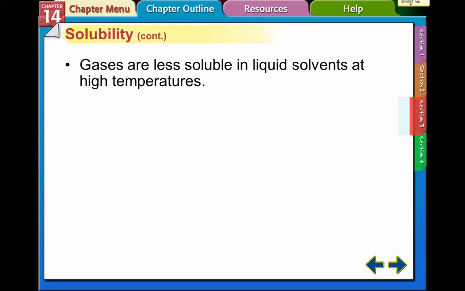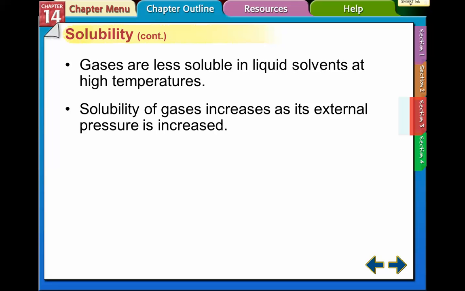Gases are less soluble in liquid solvents at high temperatures. That's because the gases want to expand, right? Gases expand a lot, so they're not going to stay in solution when the gases expand. So that's why if you open up a hot soda, more bubbles come out of that than if you open up a cold soda, where hardly any will come out.